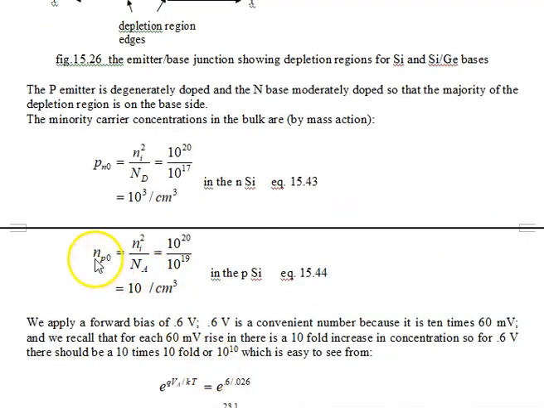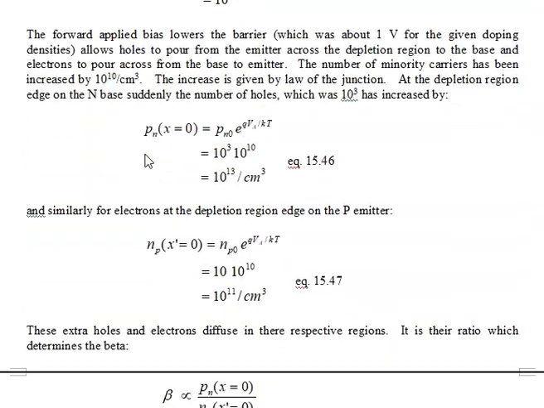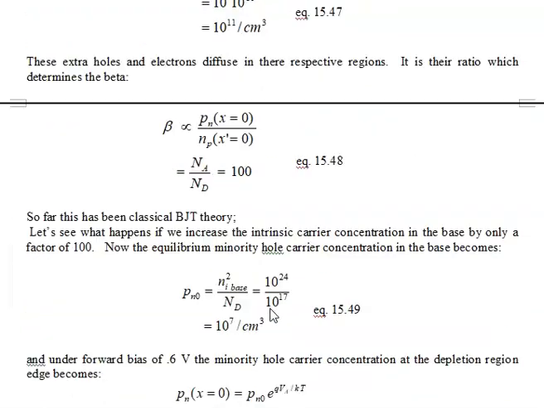And for minority electrons in the emitter, we have 10 per cubic centimeter. So if we put a 10 to the 10th boost, each of these is boosted. This guy goes to 10 to the 13th. This guy goes to 10 to the 11th. Again, we've seen that time and time again. And the ratio will determine the beta. It's the ratio of the doping, and that is equal to about 100.